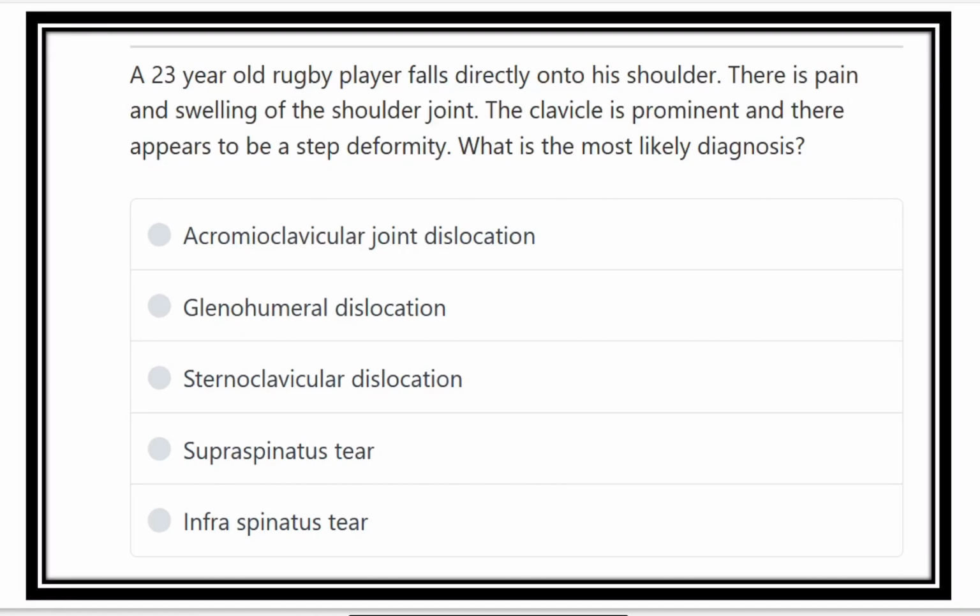A 23-year-old rugby player falls directly onto the shoulder. There is pain and swelling of the shoulder joint. The clavicle is prominent and there appears to be a step deformity. What is the most likely diagnosis?